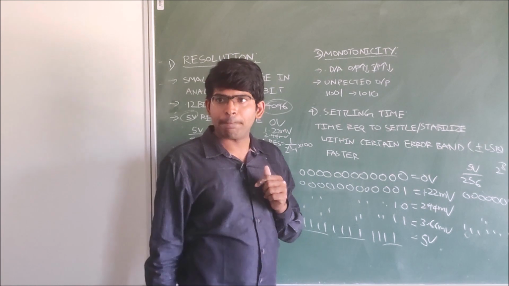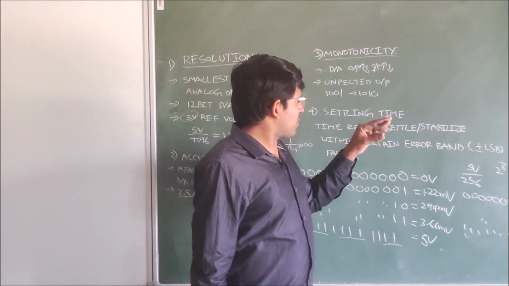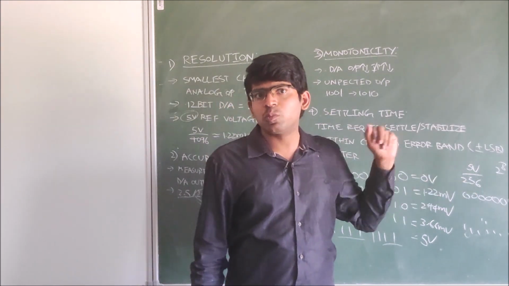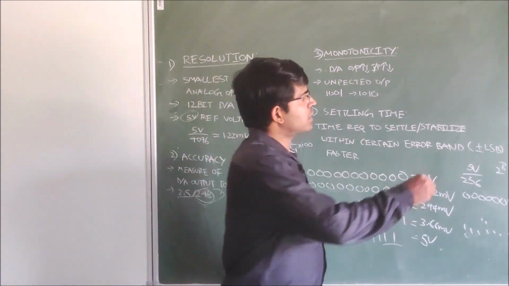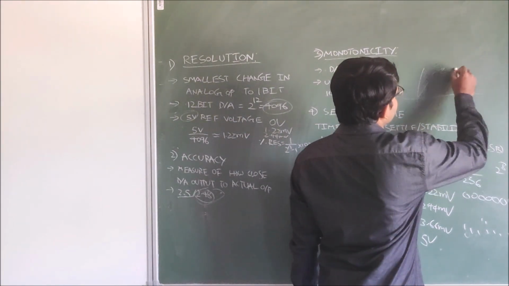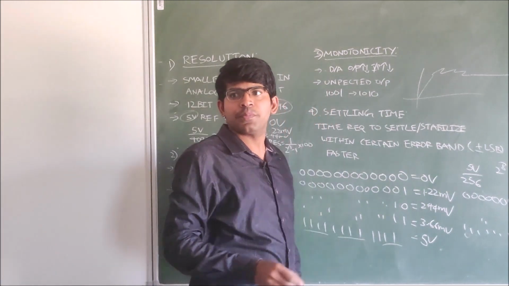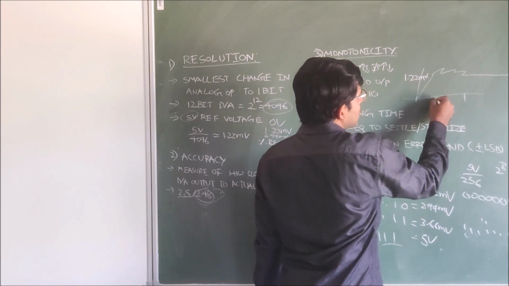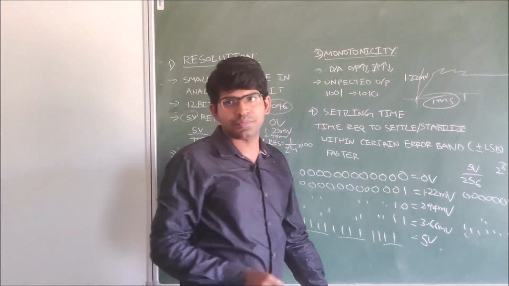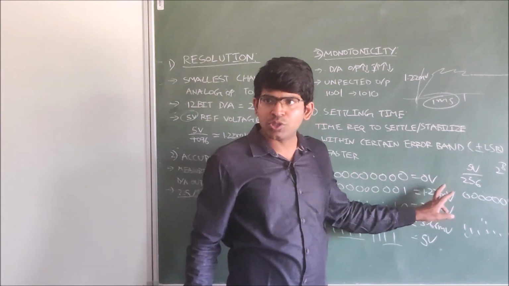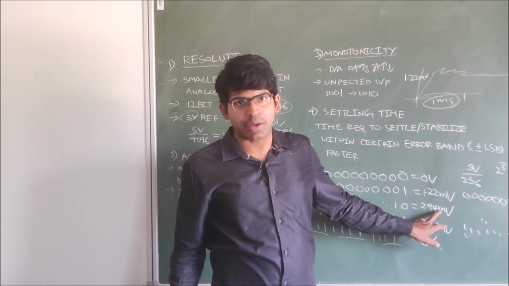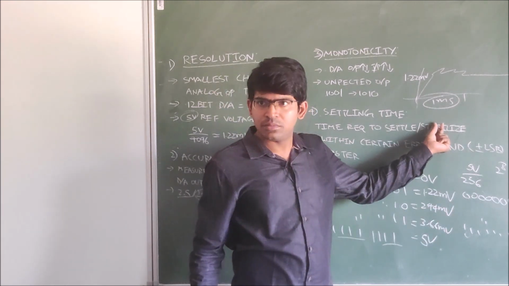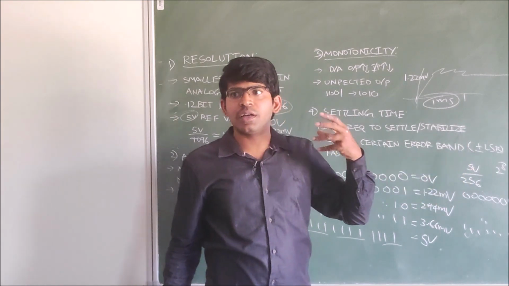What is settling time? It is the time required for the analog output to settle, because the analog output may fluctuate, but then it settles to, say, 1.22 millivolts. So how much time does it take to settle to this output value? For example, 1 millisecond. That is called the settling time. Generally, this settling time should be less, then only we will get the output in a faster manner.